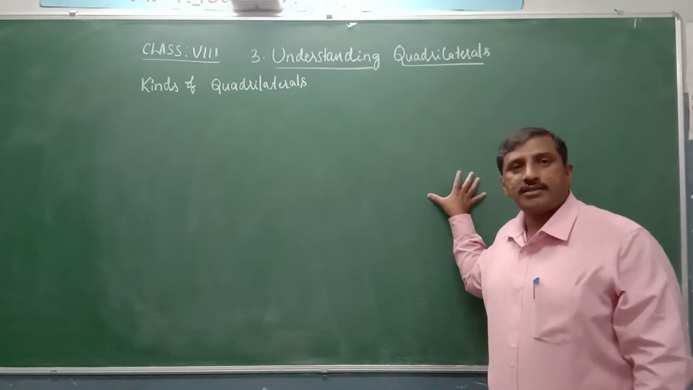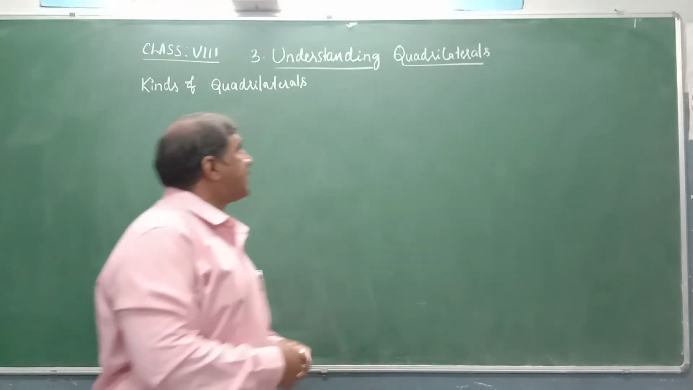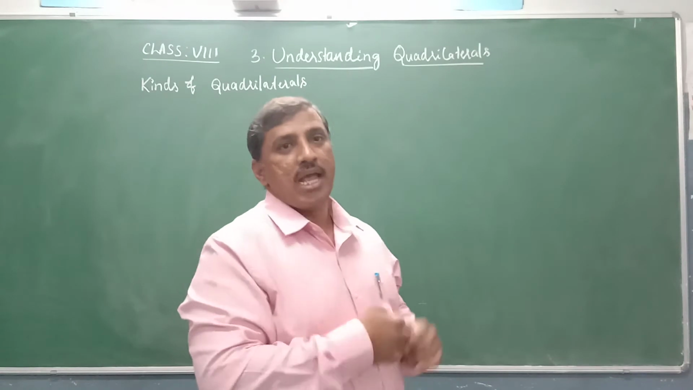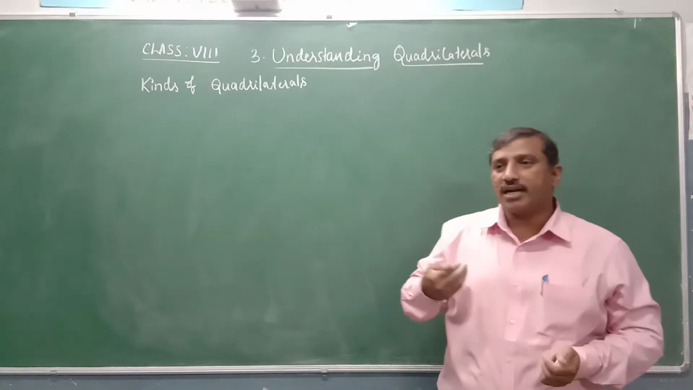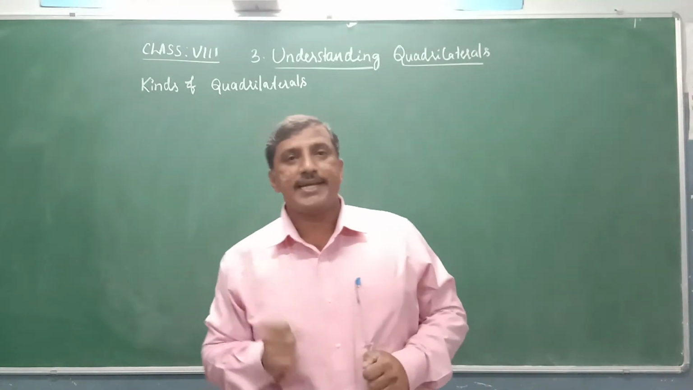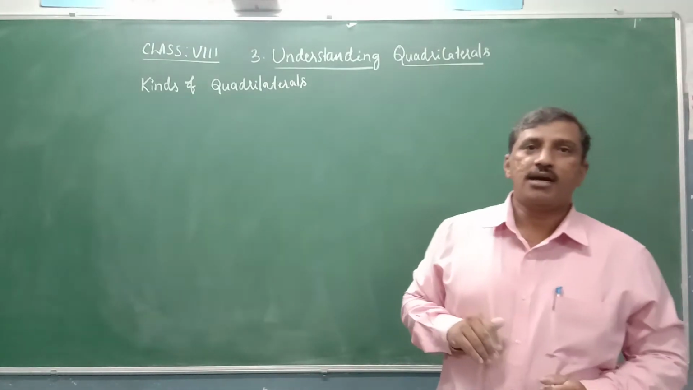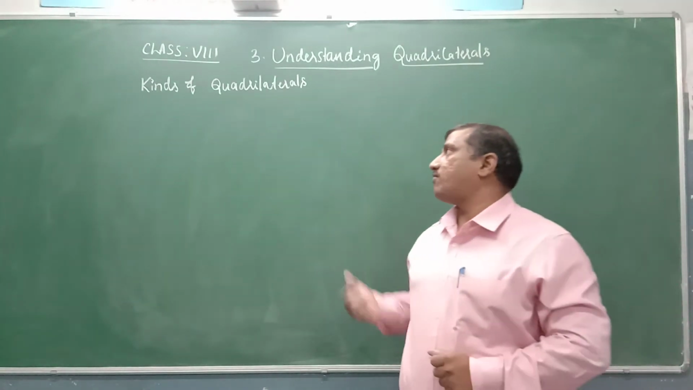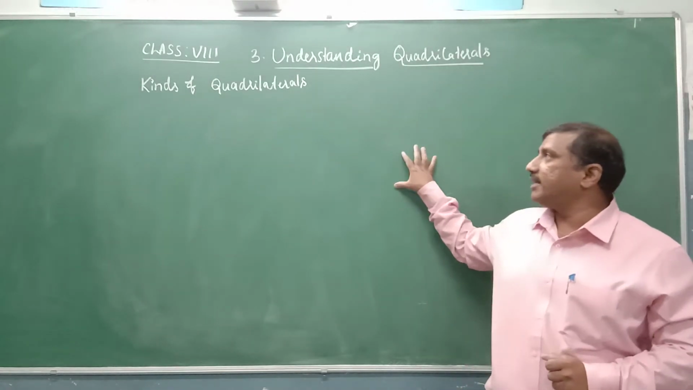We are discussing the third chapter, Understanding Quadrilaterals, and today we are going to discuss kinds of quadrilaterals and their properties. As we studied in class 6, there are different kinds of quadrilaterals: trapezium, kite, parallelogram, rectangle, rhombus and square. These are the different kinds of quadrilaterals and we will discuss their properties now in this class.